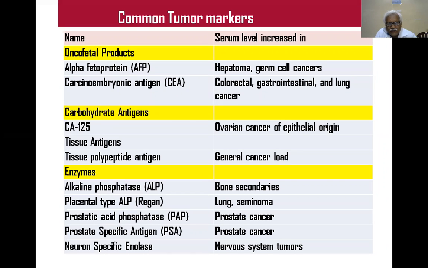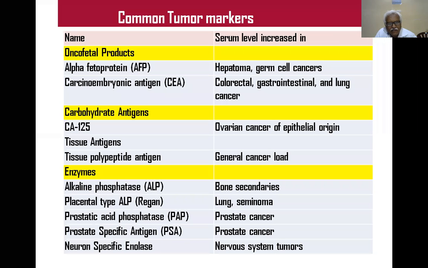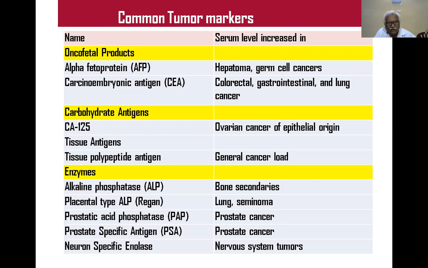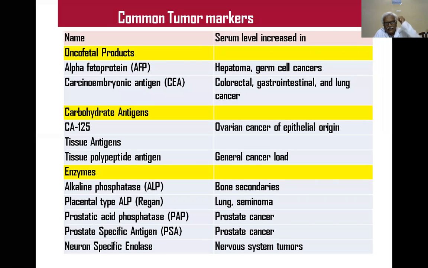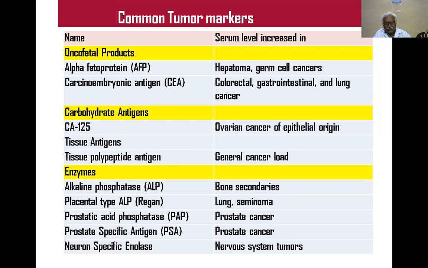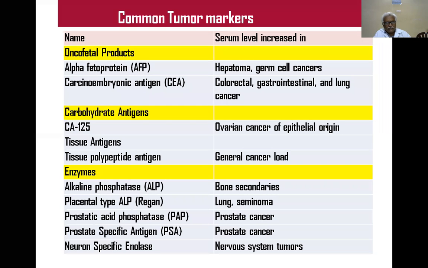Once you become a medical radio diagnostician, MD, or surgical oncologist, you will know most of the details. So, onco-fetal proteins and carbohydrate antigens: CA125. That is, ovarian cancers of epithelial origin will be expressing CA125. And the tissue antigens don't have any specificity. And tissue polypeptide antigen, general cancer load will be detected.